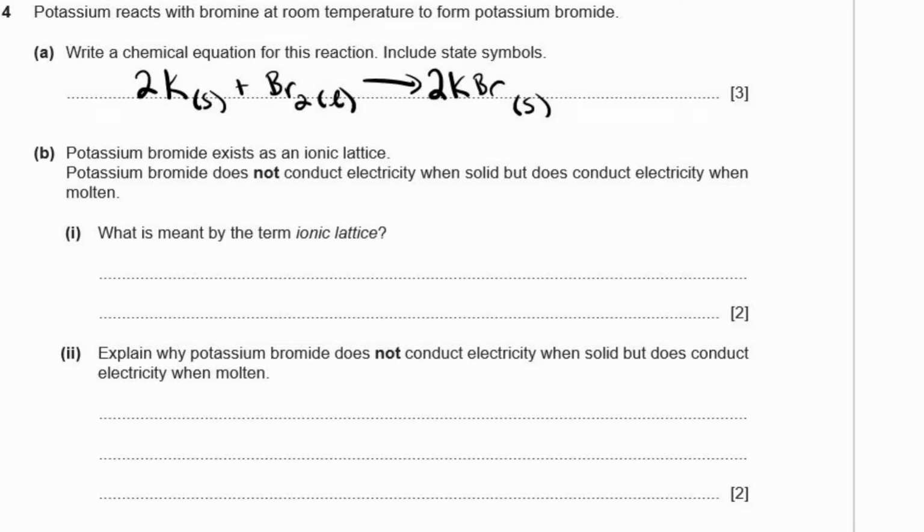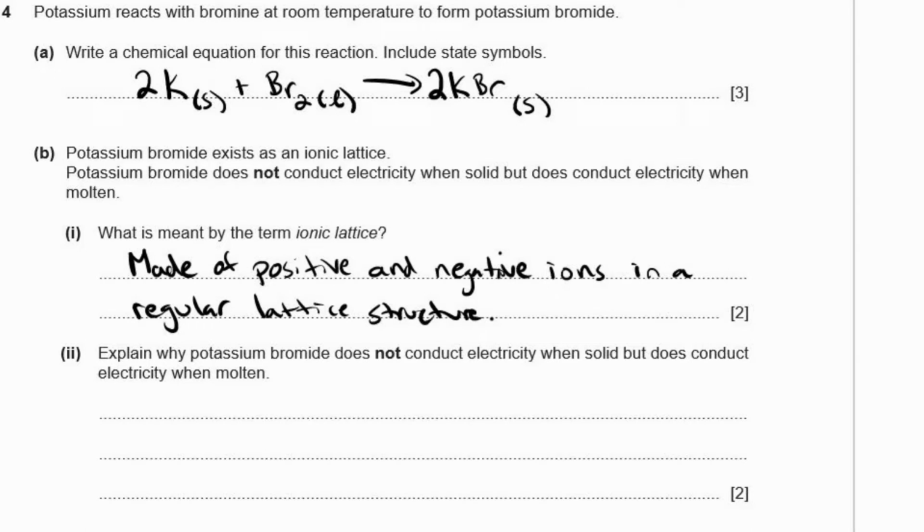So an ionic lattice contains both positive and negative ions. These ions are in a regular lattice structure. You can't just say lattice structure, because it actually says it's a lattice. It's a regular structure. So it's made of positive and negative ions in a regular lattice structure.